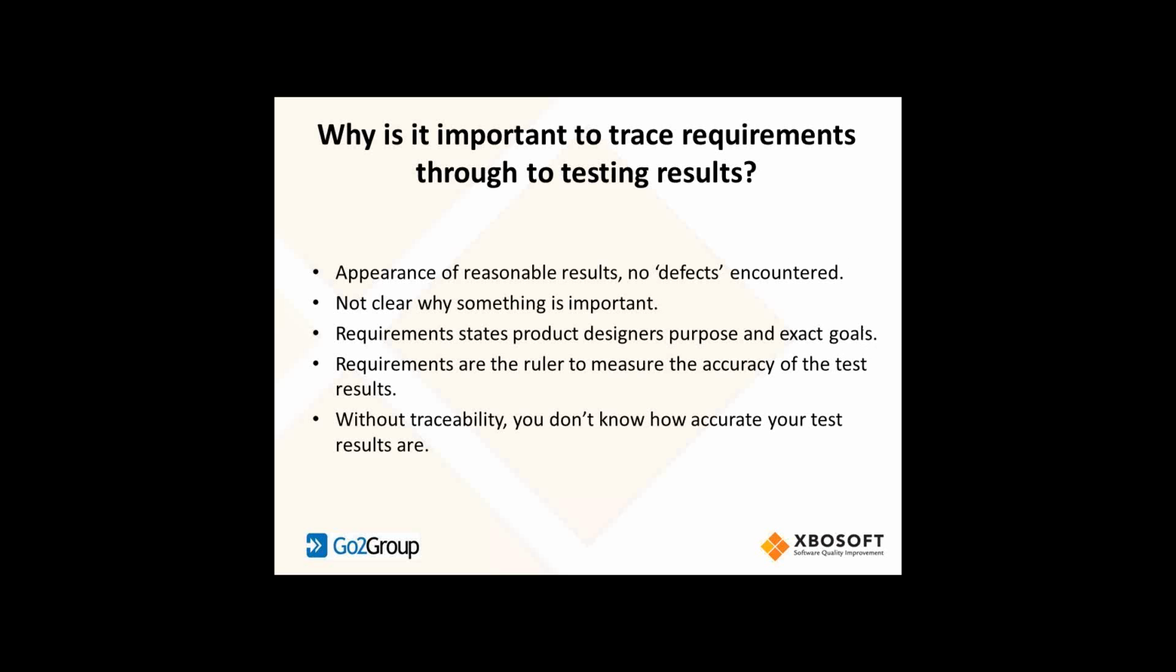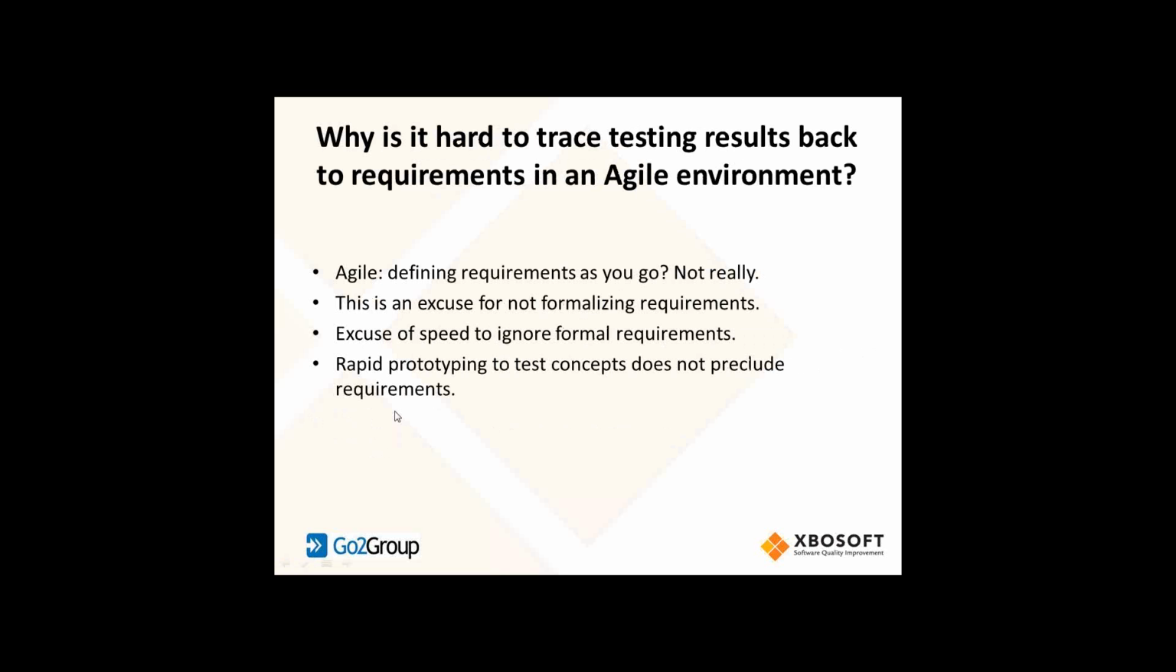I mean, without requirements, how do you know you've met your goal? How do you know when you design the system you met the designer's goal of the product that you're developing? So requirements and tracing them back to test results are critical. You have to have them. And why is it especially hard in Agile development to do this?